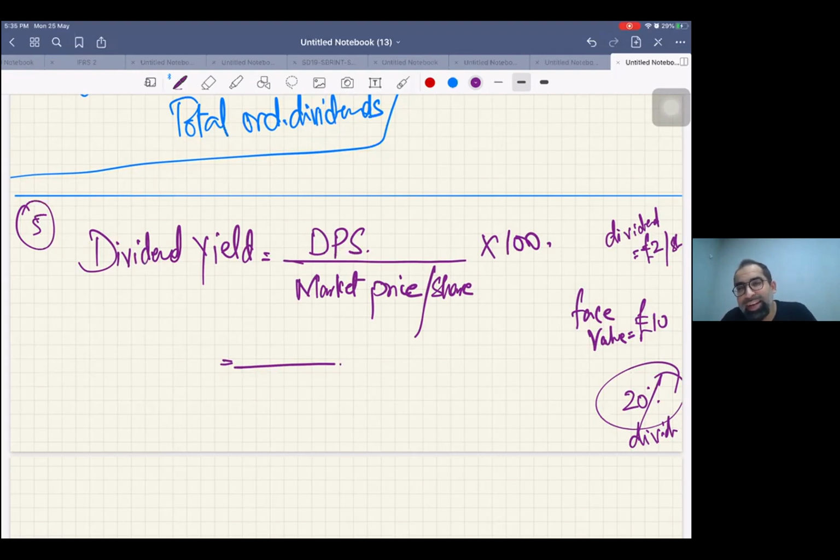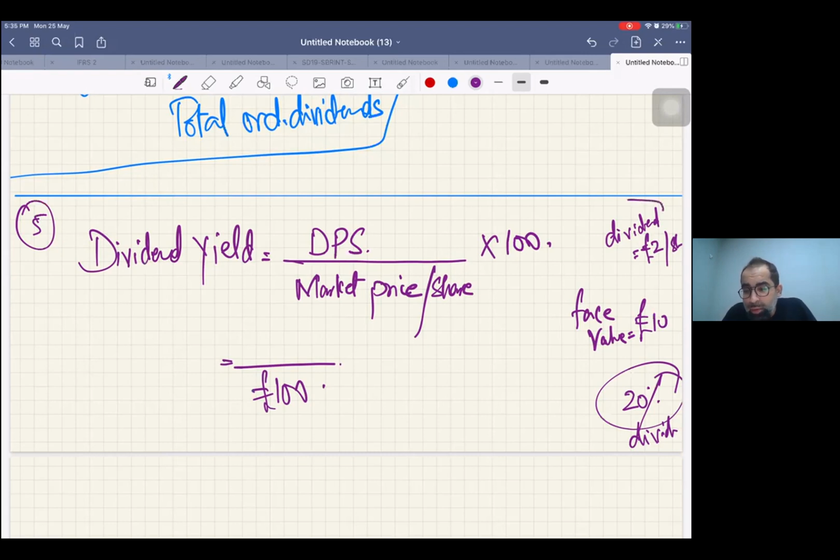But just think of one reality. Normally shareholders do not buy shares at face value. They buy shares from the stock market, and when you buy from the stock market, you have to pay the market price. Let us say the market price of this share is 100 pounds. Yes, this is possible. Face value is 10 pounds and the current market price is 100 pounds. So just think, as an investor, I bought this share from the stock market.